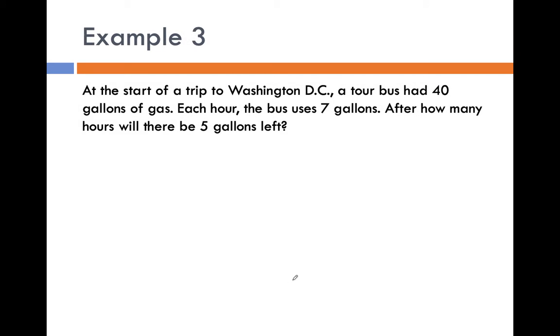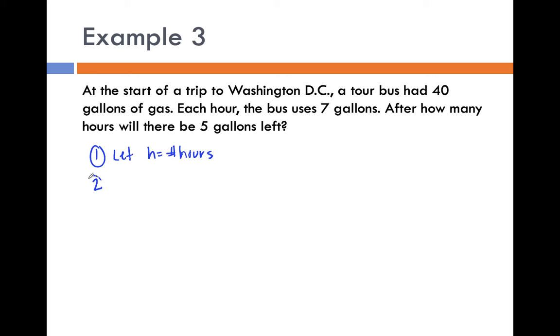Okay, our third and final example in your notes for this lesson is: at the start of a trip to Washington, D.C., a tour bus had 40 gallons of gas. Each hour, the bus uses 7 gallons. After how many hours will there be 5 gallons left? So the missing information is the number of hours. So let H equal number of hours.